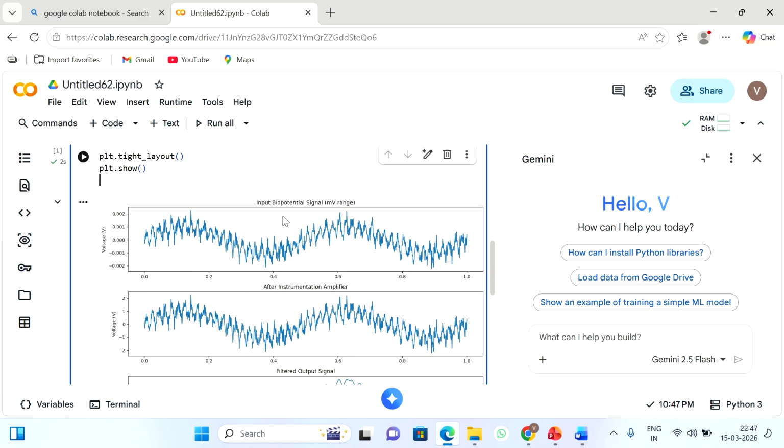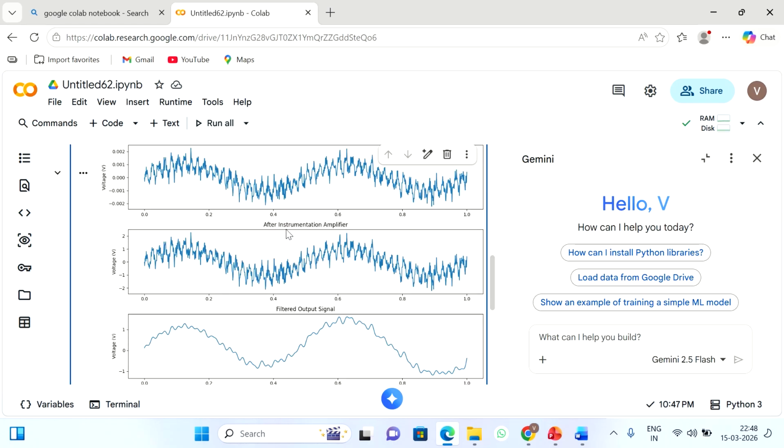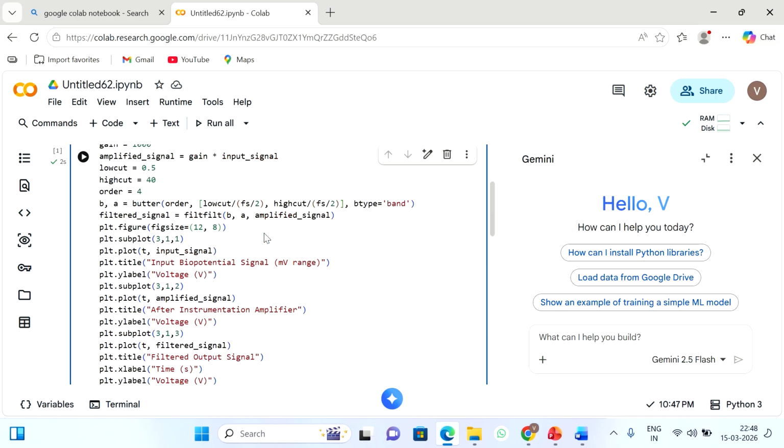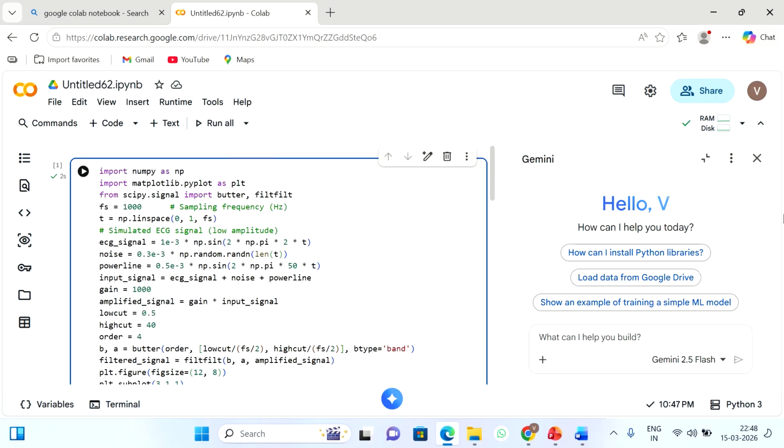So after simulation, we get the input biopotential signal in the millivolt range, and it is a graph of time in seconds versus voltage in volts. It shows the amplitude of the envelope. And then after the instrumentation amplifier, what is the signal? It is the waveform of time in seconds versus voltage in volts. Then the filtered output signal, time in seconds versus amplitude. So now I am going to explain line by line.